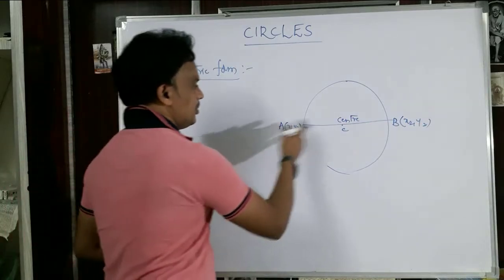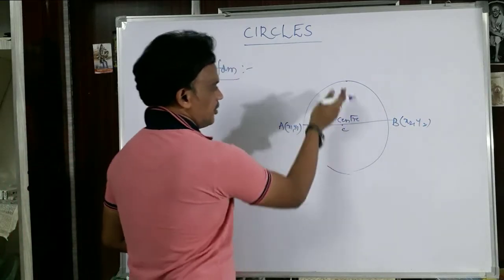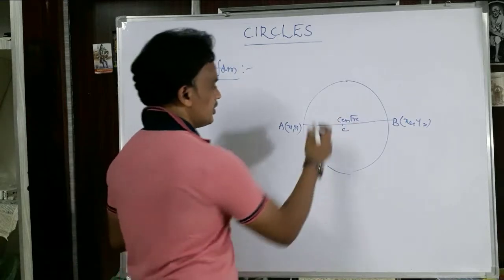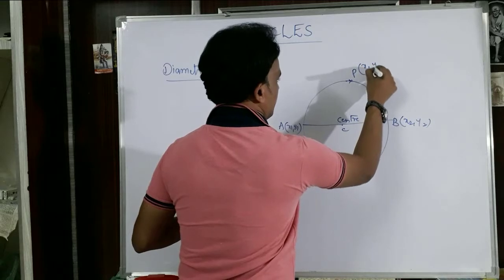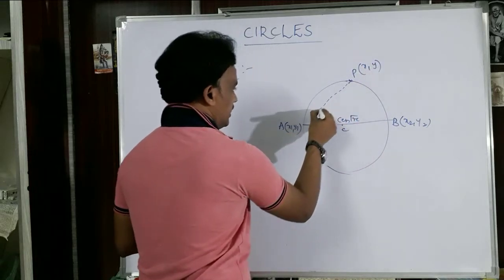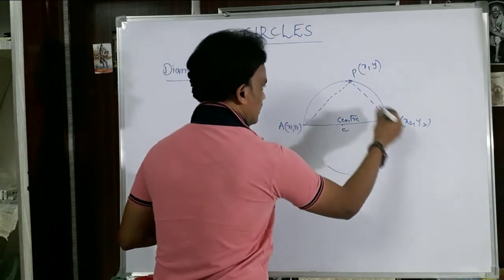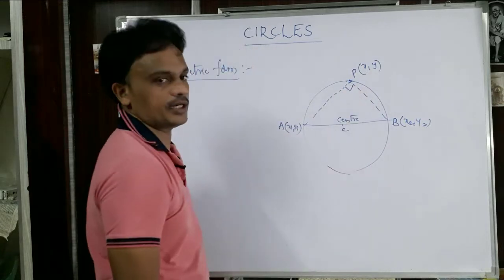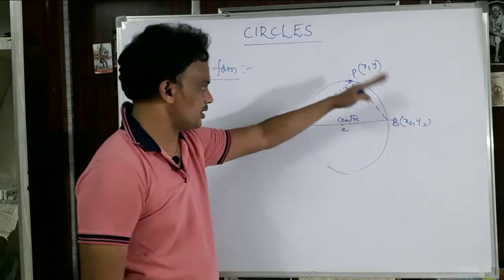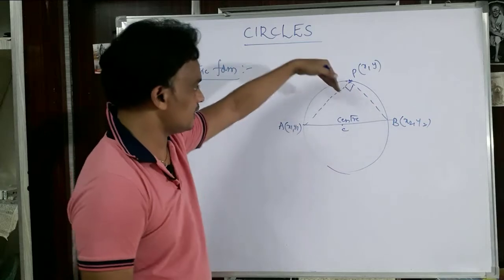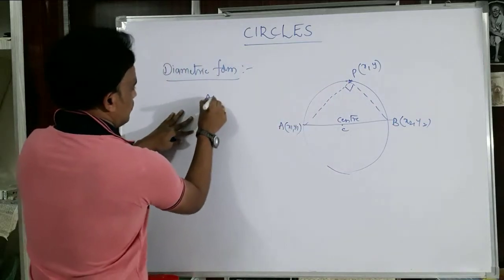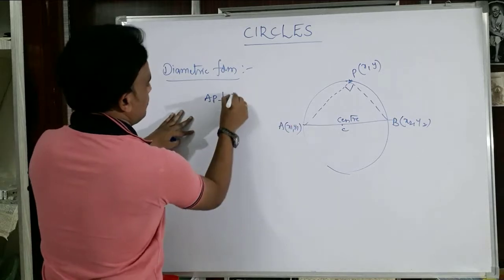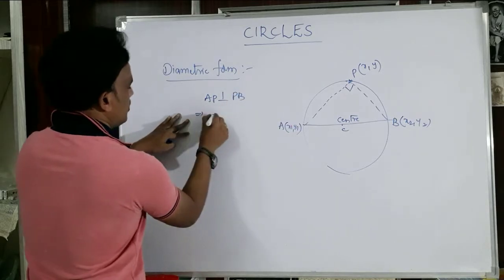If AB is the diameter, these two equal parts are called semicircles, and we know that the angle in a semicircle is 90 degrees. Let us take any locus point P(x, y) on the semicircle. The angle in a semicircle is 90 degrees, so here AP is perpendicular to PB. So the two lines are perpendicular.